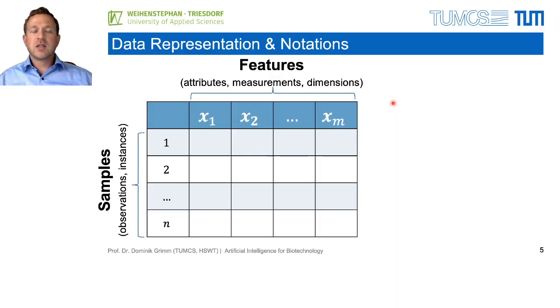So data representation is a very important step. So usually in machine learning, data is represented as follows. So we have usually some samples. Samples are sometimes also called observations or instances. And so we have 1 to n samples. So the total number of samples is usually n. And they are usually illustrated as rows. So each row is one sample. Then for each sample, we have up to m features. Features are sometimes also called attributes, measurements, or dimensions.